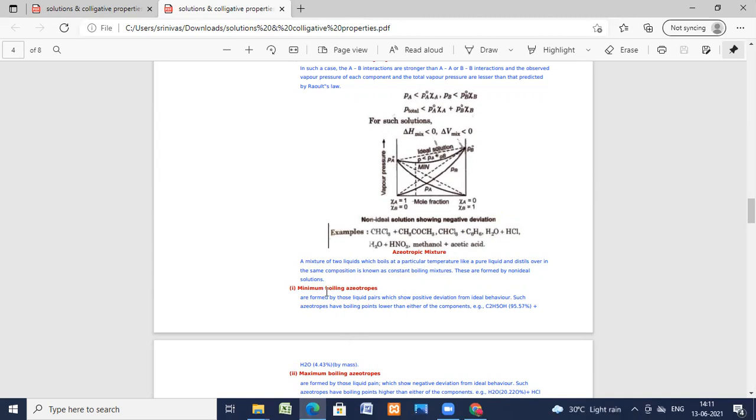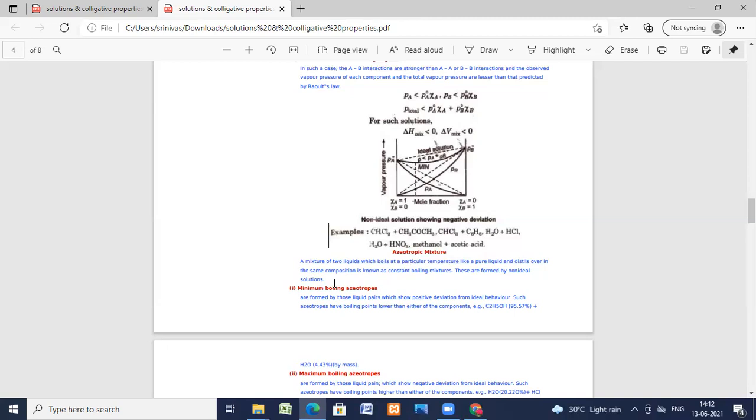So I hope everybody has understood. I'm repeating: the mixture of two liquids which boil at one particular temperature like a pure liquid and distill with the same composition, with no change in composition, is called an azeotrope. Non-ideal solutions having positive deviation are minimum boiling azeotropes, and the non-ideal solutions showing negative deviations are called maximum boiling azeotropes.